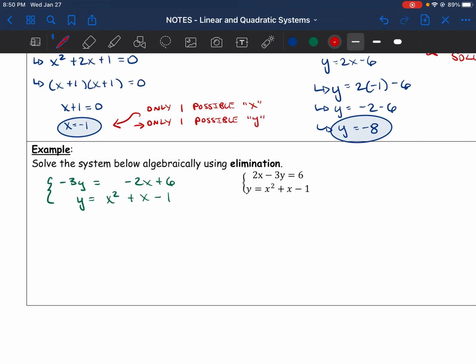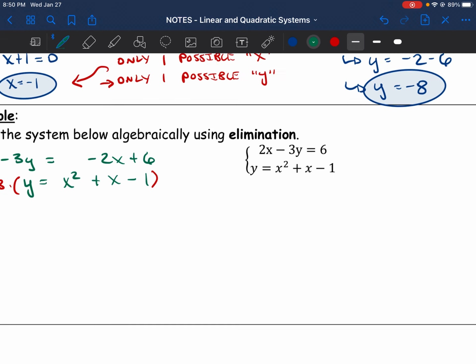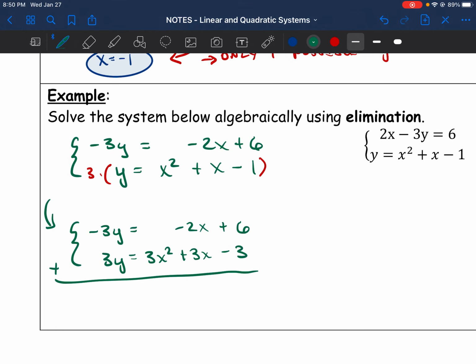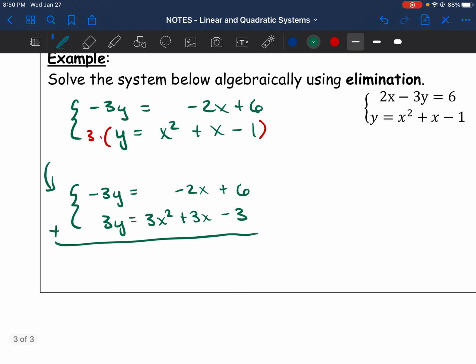And to get something to eliminate, well, I want to eliminate the y variables. So let's multiply the bottom equation by a positive 3. And the resulting system, well, we're not multiplying the top, so the top is going to stay negative 3y equals negative 2x plus 6. The bottom equation, after multiplying all terms by 3, is going to be 3y equals 3x squared plus 3x minus 3. And now we can add the equations together.